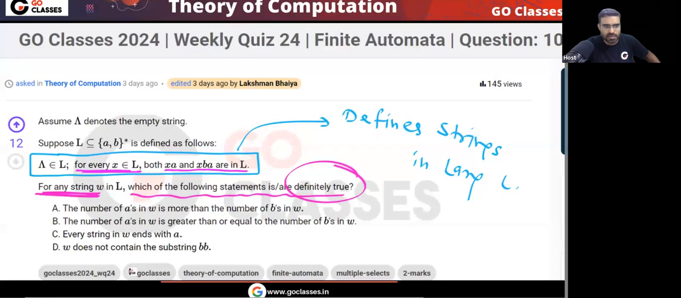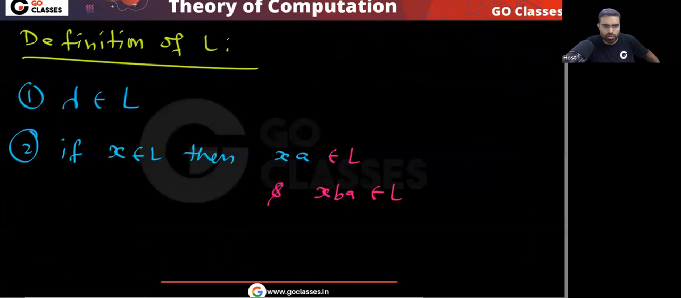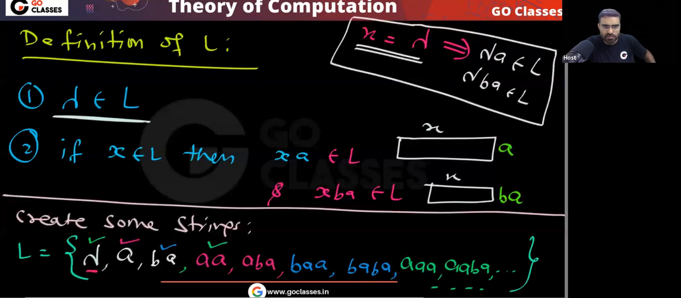Now the options. Now tell me what the question is saying. The first option says the number of A's in W is more than the number of B's in W. Is this true for every string? The number of A's is more than the number of B's. This statement is not true. What are the counterexamples? Tell me. Option 1 is not true.